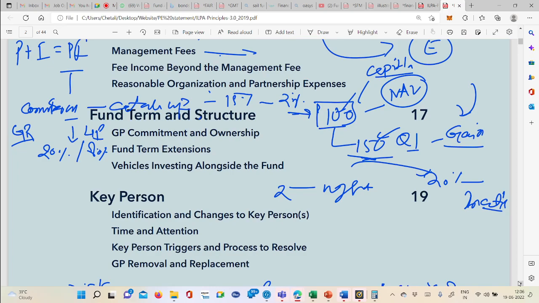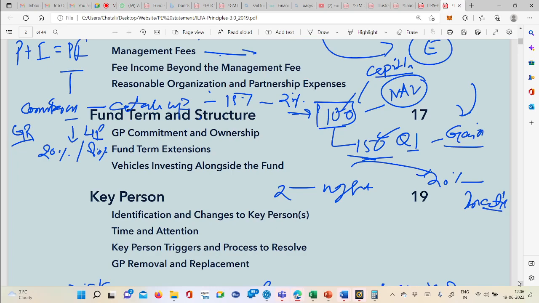Okay. Then apart from that, two to three terms should be there: general partners' commitment and ownership. It means general partners will work as owners or promoters and will manage all the activities. Commitment means general partners can contribute the capital as well as run the business as an owner.